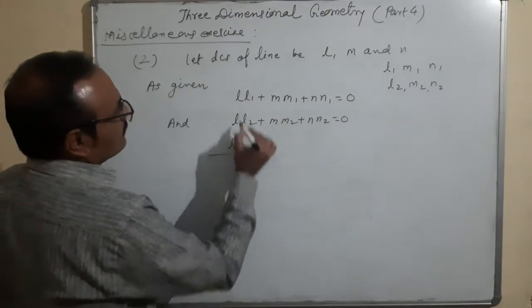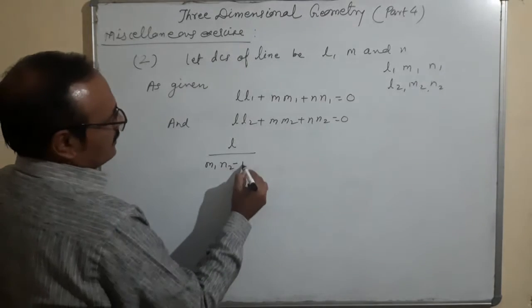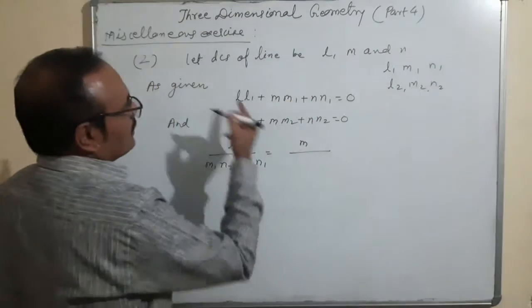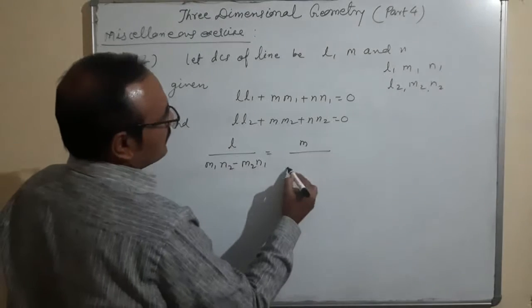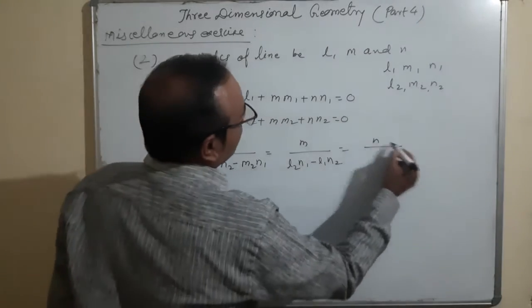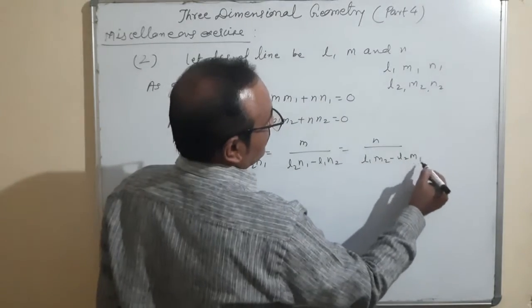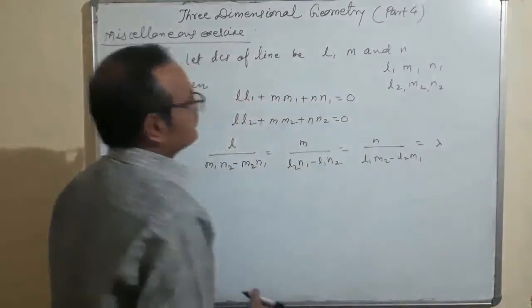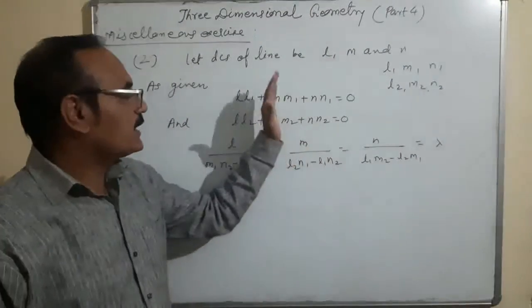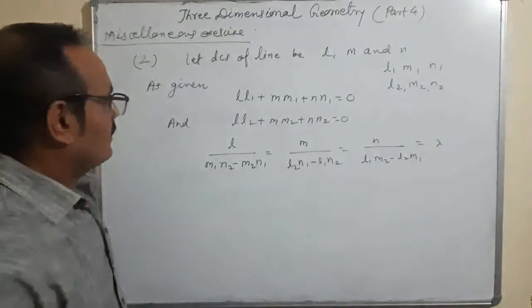So l upon, leaving this column, m1 n2 minus m2 n1. Second is m upon, rather than going, we have to write like this, l2 n1 minus l1 n2. And third one is n upon l1 m2 minus l2 m1, equal to, suppose, lambda. The second is always taken with a minus sign, so rather than writing the minus sign here, I have taken this second part as l2 n1 minus l1 n2.